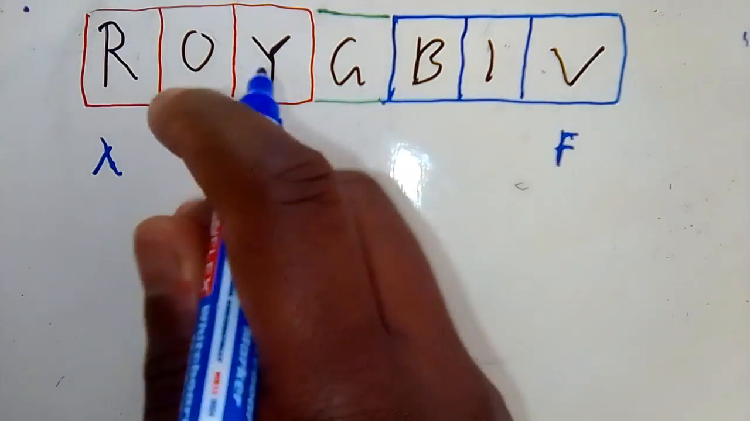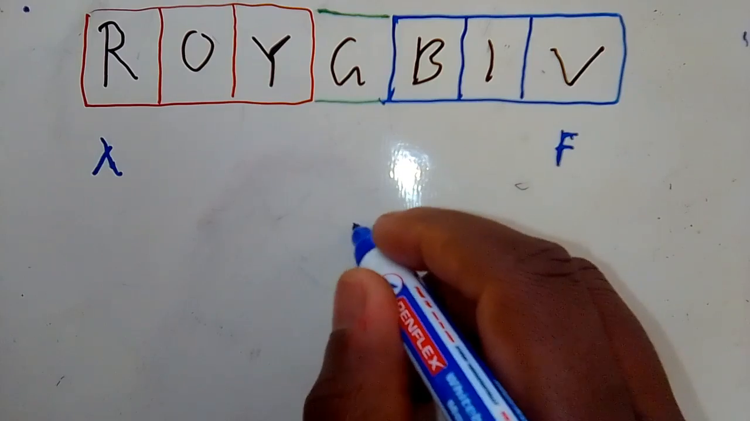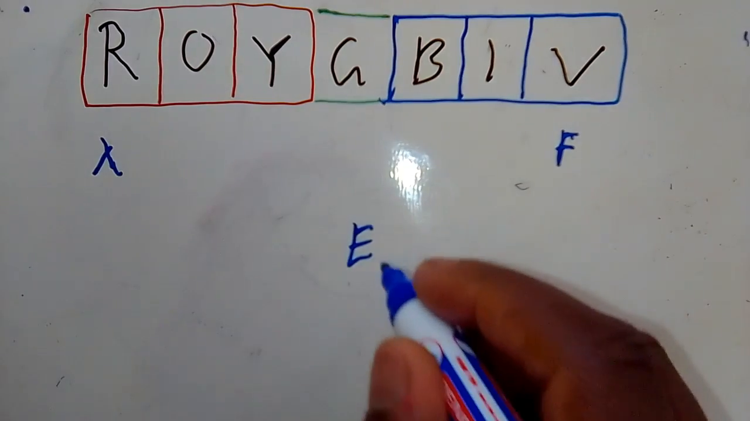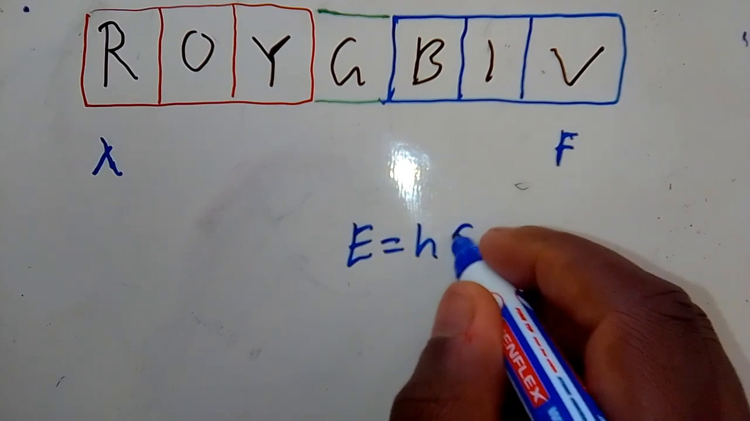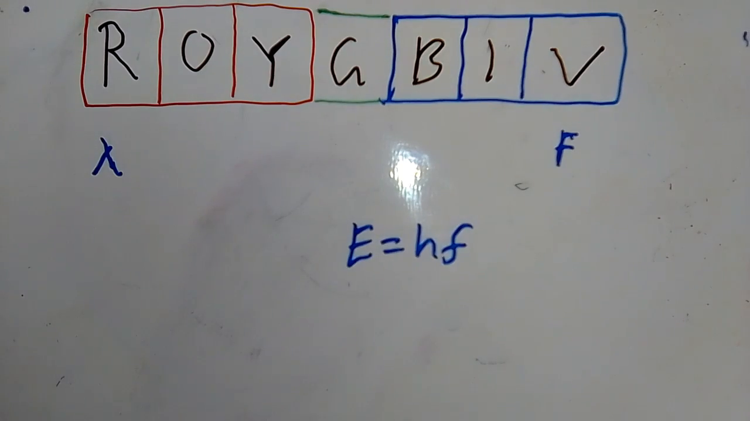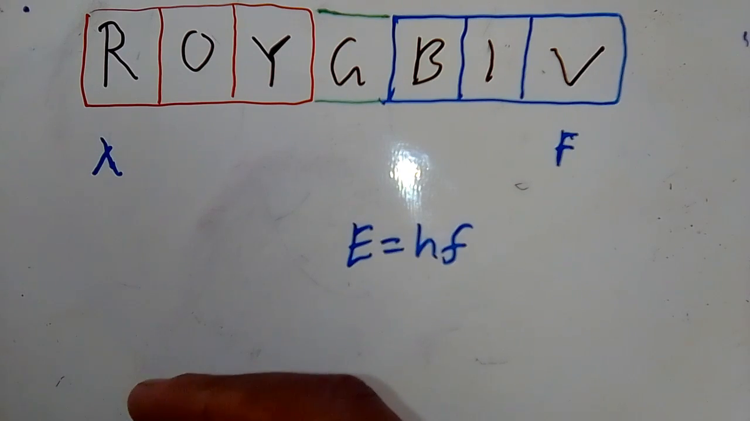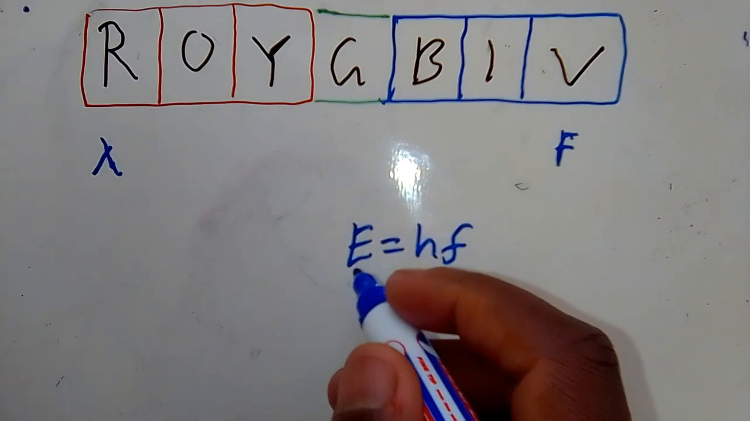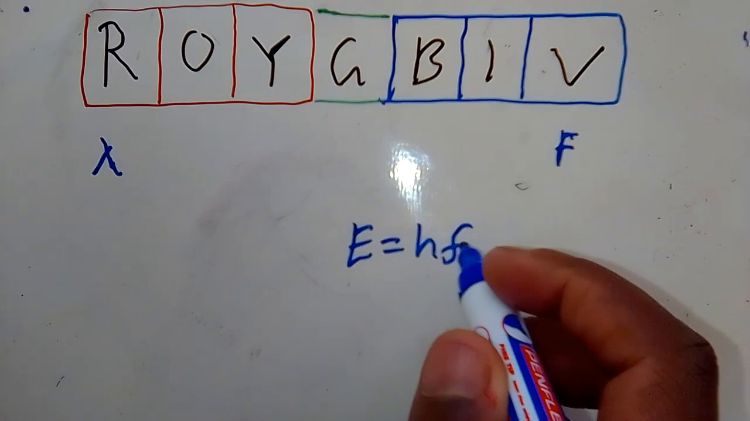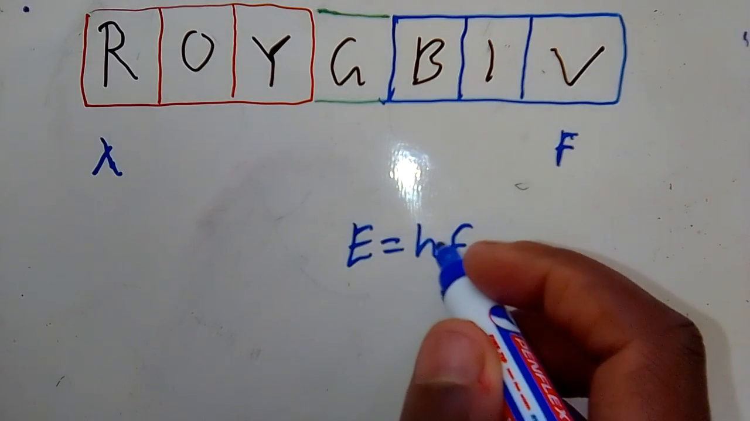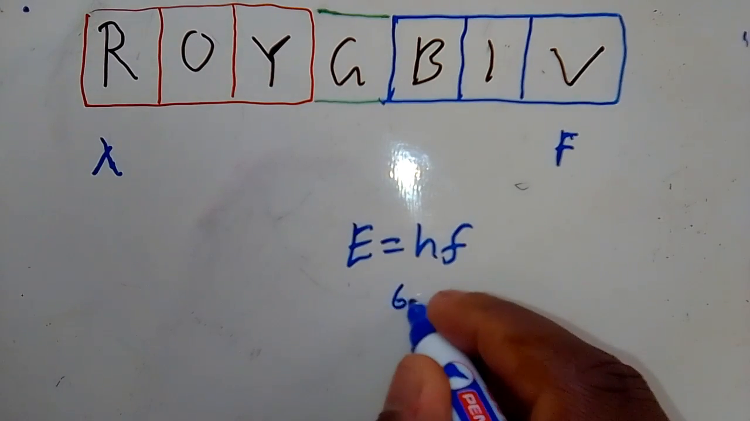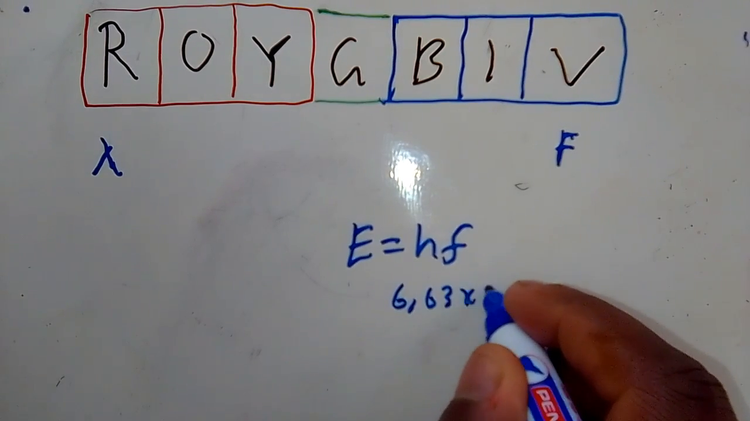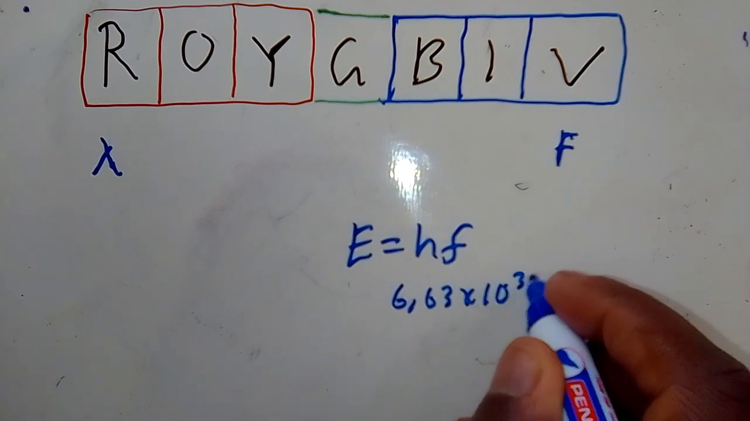So what am I talking about? There is what you call the energy of the light. Energy is equal to Planck's constant times the frequency. Whenever we've got the frequency of the light and we want to get energy, we use the equation energy is equal to Planck's constant times the frequency. Planck's constant is found in the formula sheet. Planck's constant is 6.63 times 10 to the power of 34.